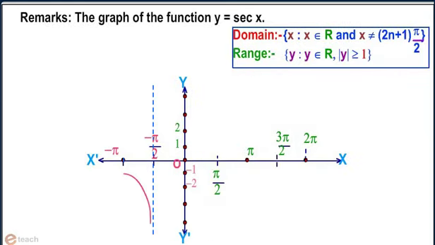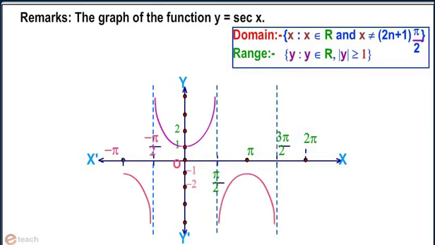The range of sec x is y such that y belongs to the set of real numbers and mod of y is greater than or equal to 1. You can observe the graph. The value of y never becomes equal to any value which lies in the interval (-1, 1). Otherwise, it assumes all the real values.